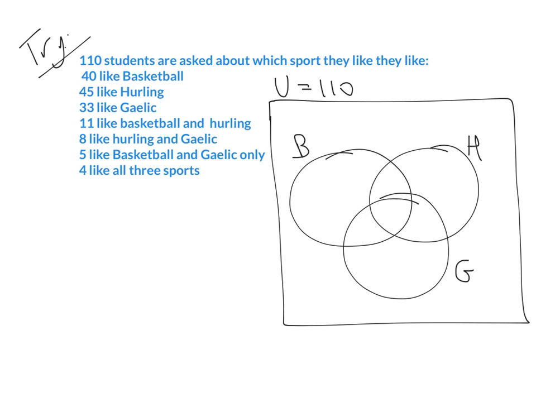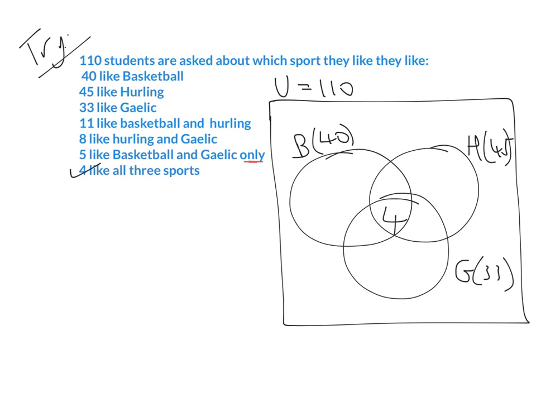So we're told that 40 like basketball, so again that's the entire basketball circle. We're told that 45 like hurling, and we're told that 33 like Gaelic. We're told that 11 like basketball and hurling. We're told that 8 like hurling and Gaelic, and that 5 like basketball and Gaelic only. So again, if this is on the exam, I'd go and underline that. And 4 like all 3 sports, so I'm going to fill that into my middle straight away.